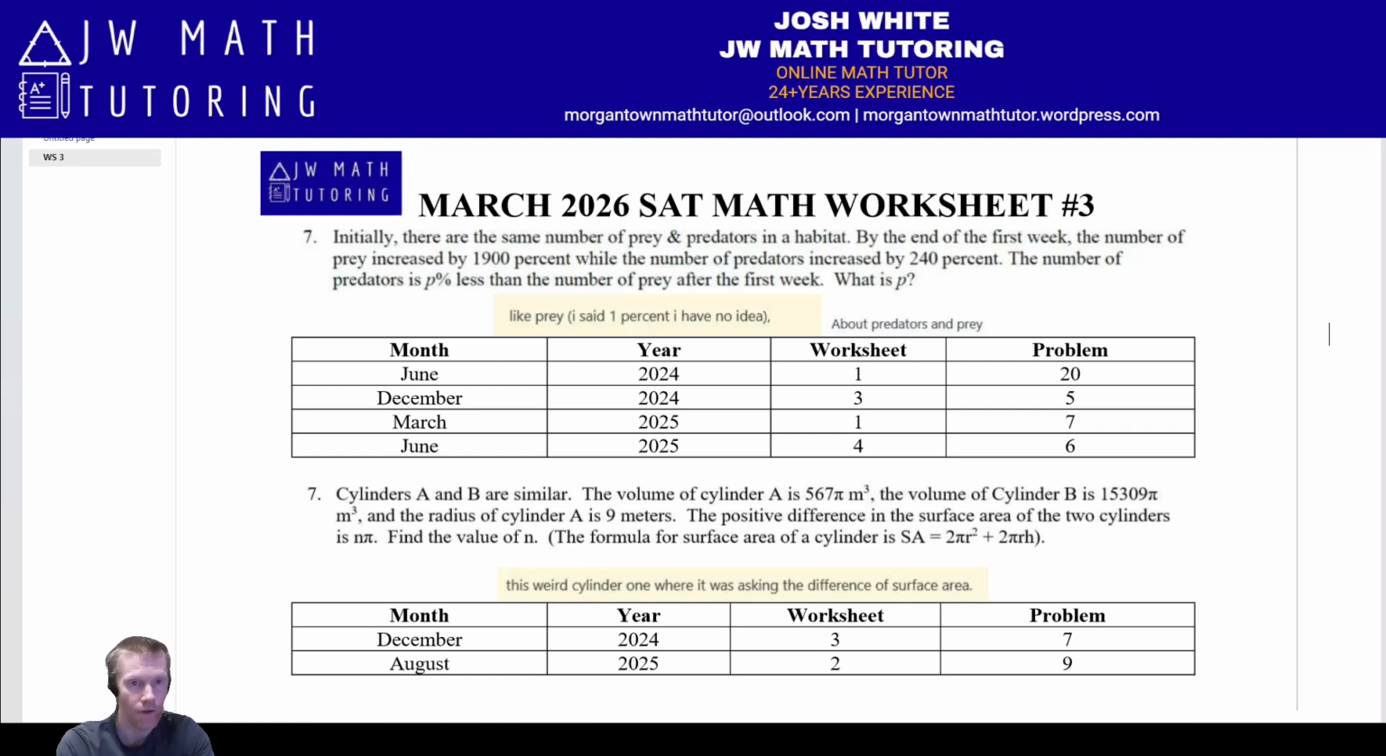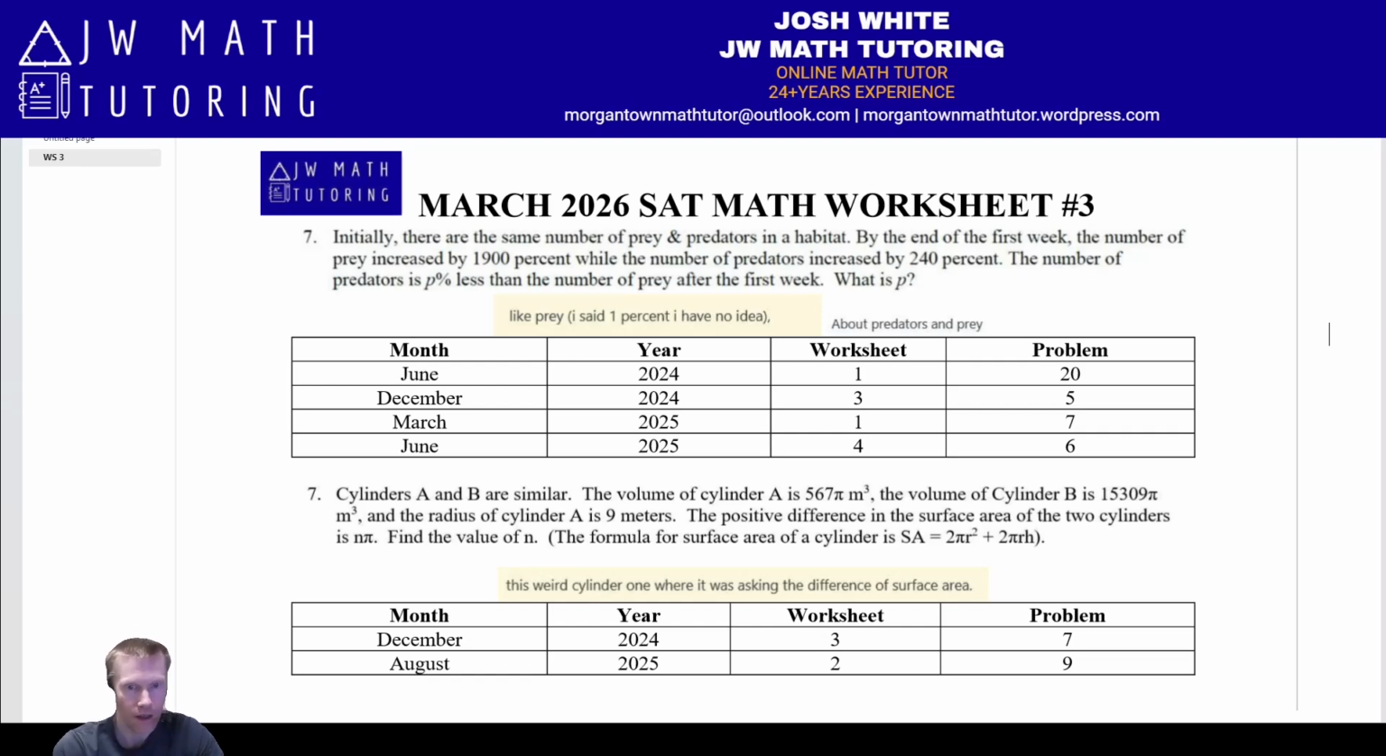So first one is the predator and prey one, where they both start off the same, and then one increases by some percent, another increases by a different percentage, and at the end they want to find whatever percent one of them is less than the other, or sometimes whatever percent greater than the other. Anyways, very common question. We've seen it for over 2 years now. First seen it way back in June 2024.